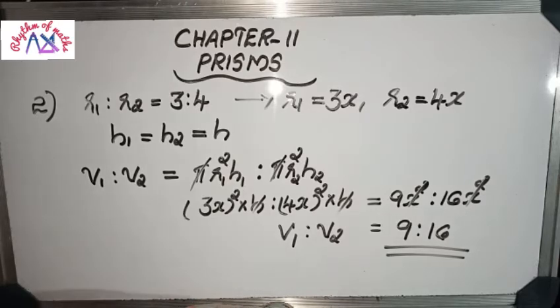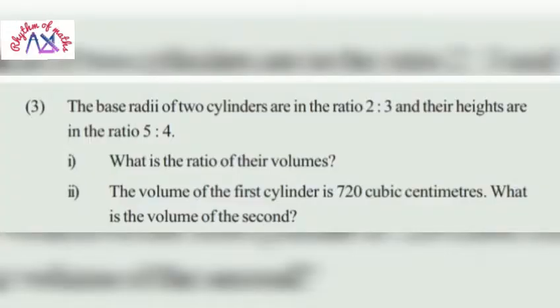Very important question. Now let's do the third one. The third question is, the base radii of two cylinders are in the ratio 2:3 and their heights are in the ratio 5:4. First sub-question, what is the ratio of their volumes? Second sub-question, the volume of the first cylinder is 720 cubic centimeter. What is the volume of the second?